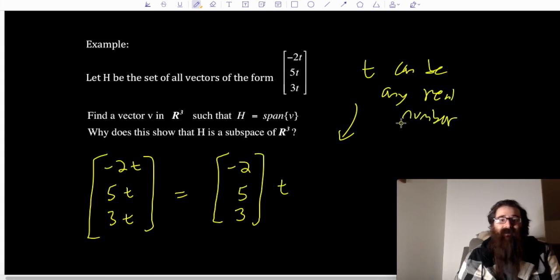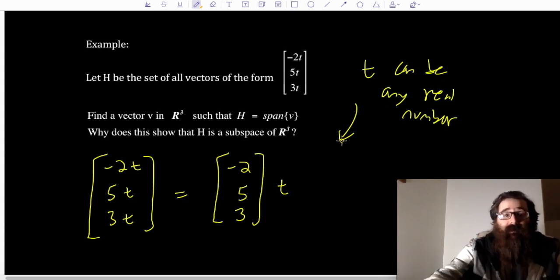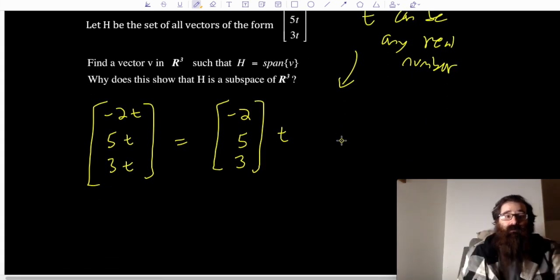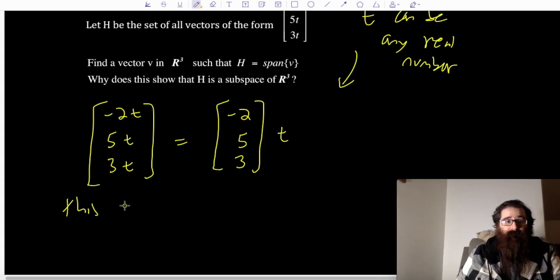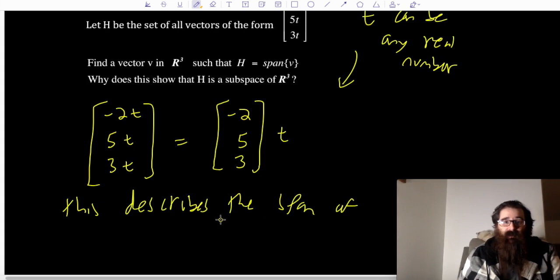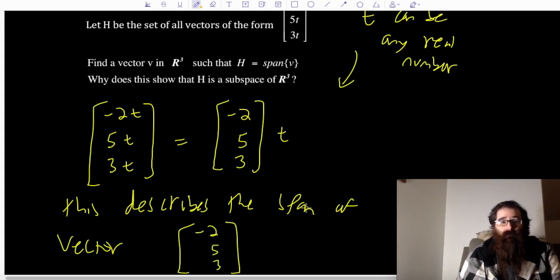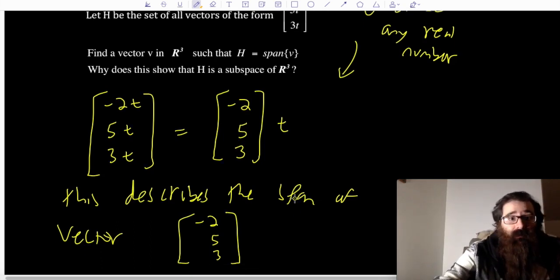And t is acting as a scalar weight, which means that right now I'm already describing the span of a vector. So what are we saying? We're saying this describes the span of the vector with entries negative 2, 5, 3. And this, of course, is going to give us a subspace of R3.